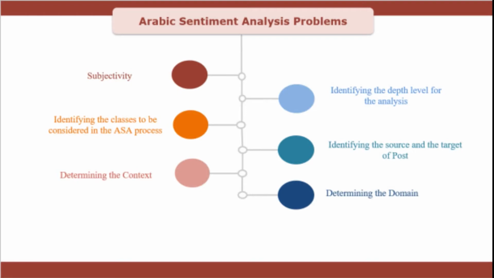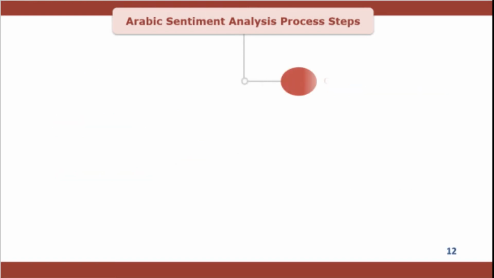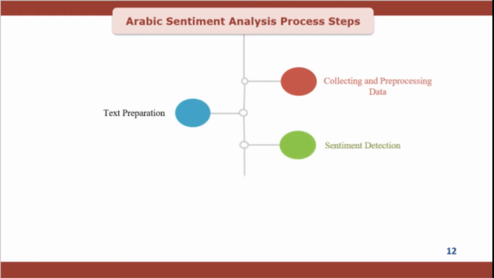Determining the context. It is an important issue to consider. The location and time of reading a comment or post gives it a particular meaning. It is also very important to rely on the domain of the text. What is considered positive in the field of art may not be so in other domains such as politics. There are mainly five steps to analyze Arabic sentiment analysis data.